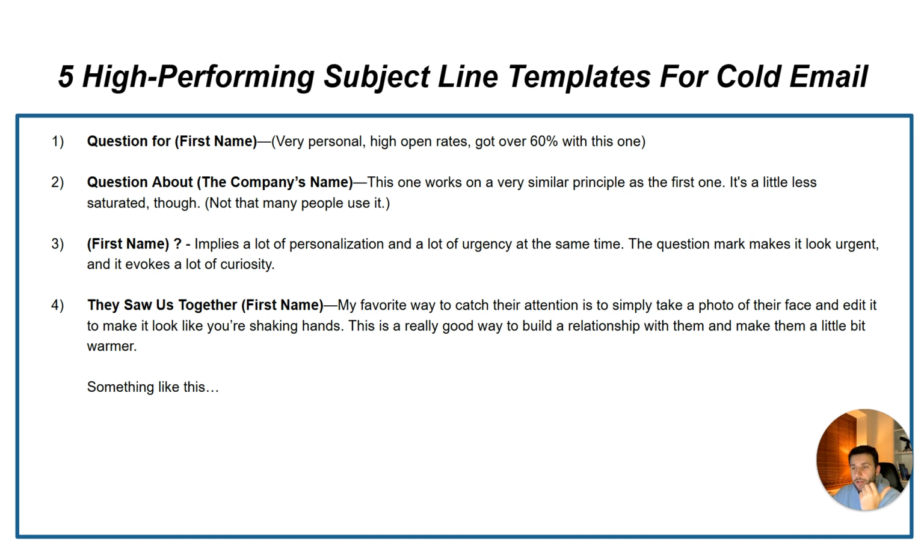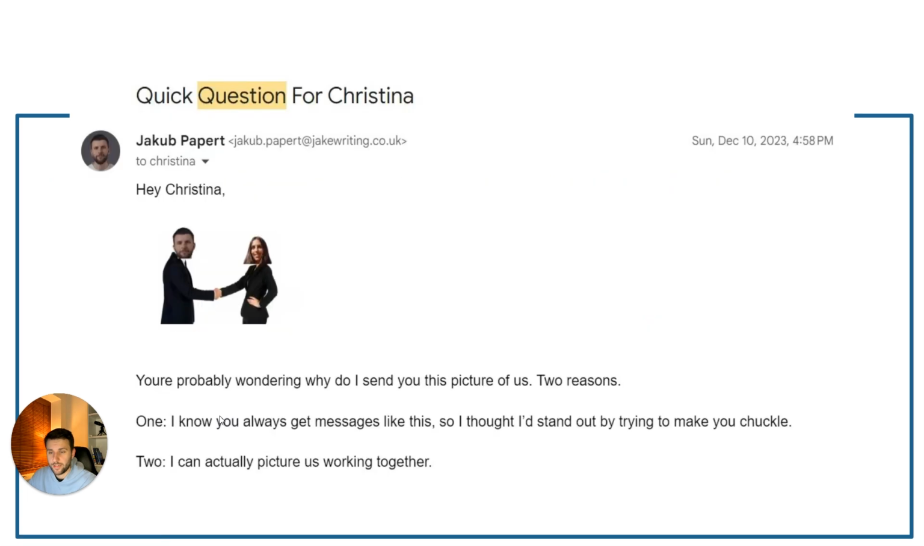"Question for first name." So this one's very personal, high open rates, and I got over 60% open rate with this one. "Question about company's name." Same stuff as the first one, very simple. "First name?" This works because it implies a lot of personalization and a lot of urgency at the same time. The question mark makes it look urgent and it evokes a lot of curiosity. And then the last one, my favorite one, "They saw us together, first name."